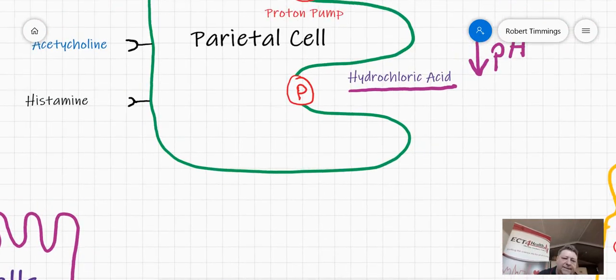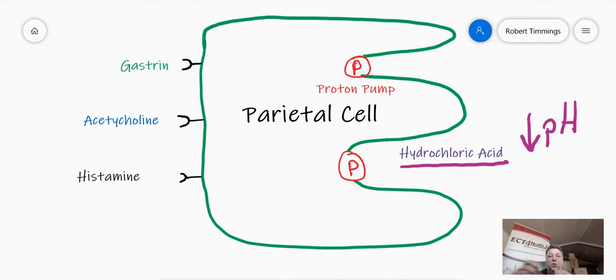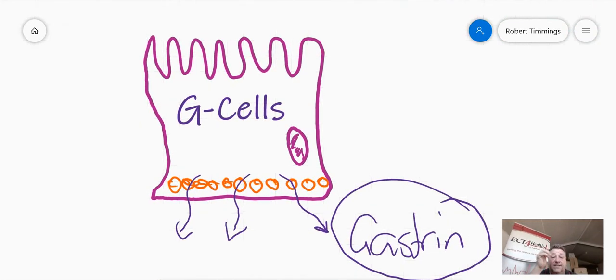So, let's come back to this parietal cell. We know that these proton pumps are making the hydrochloric acid. That's the point. How do the proton pumps make the hydrochloric acid? Where are the switches that actually switch this on? Well, there's 3 switches.